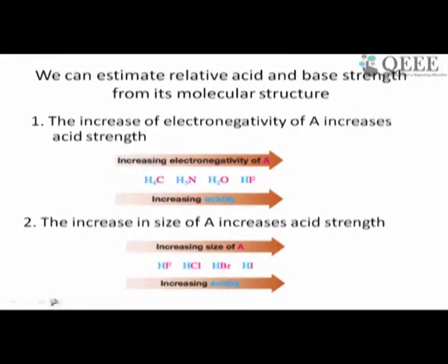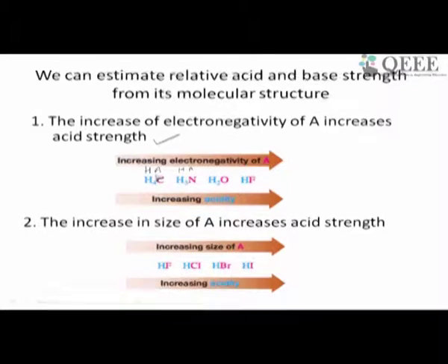We can also estimate the relative acid and base strength from the molecular structure. Ultimately that's the goal. Just by seeing the structure, we should be able to predict how they react or what species they are going to form. Here the first point is, if there is an increase in the electronegativity of A, then the acid strength increases. Here all of them you can consider as HA. A is carbon here, nitrogen here, oxygen and fluorine. Carbon is less electronegative, nitrogen is more electronegative, oxygen is even more, and fluorine is even more electronegative. According to this rule, if the electronegativity of A increases, acidity increases, and that's what is found in reality also.